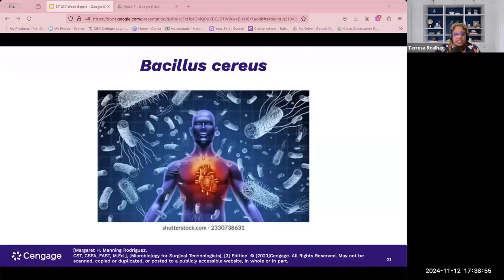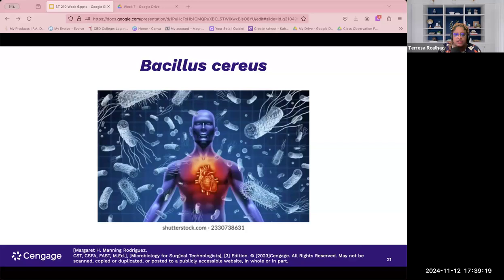The toxin causes vomiting and is typically associated with fried rice, which sucks because I like fried rice, or other starchy foods that have been improperly stored and then reheated. The incubation period of the symptoms is relatively short, 1 to 5 hours after you've ingested it.